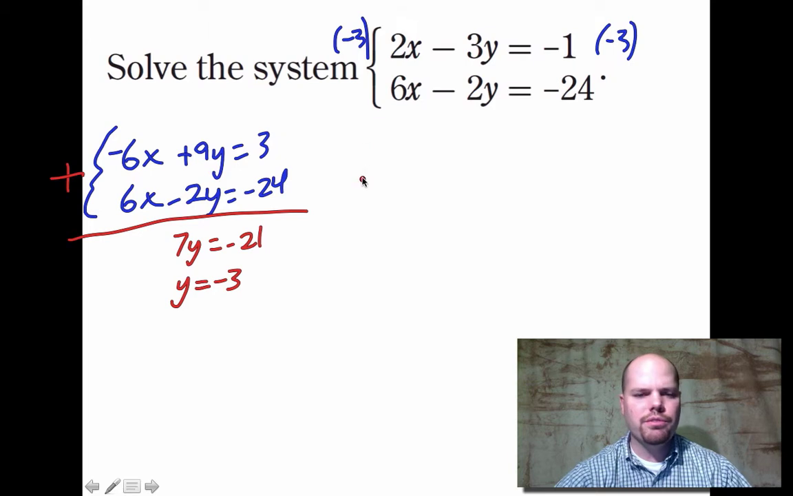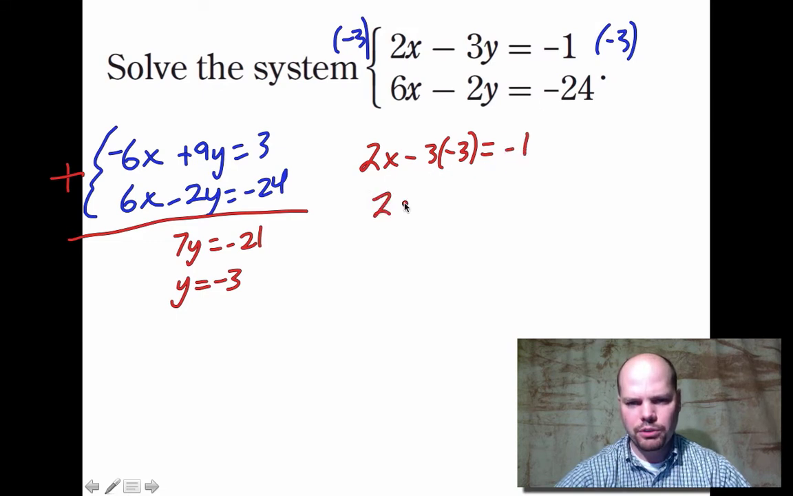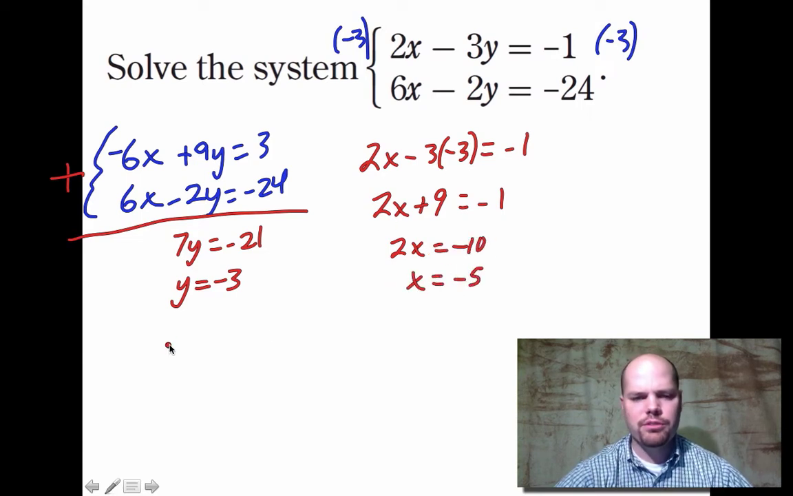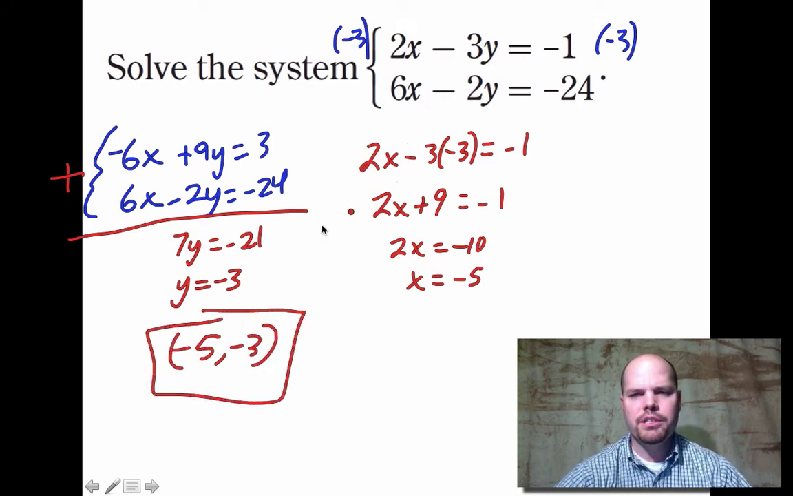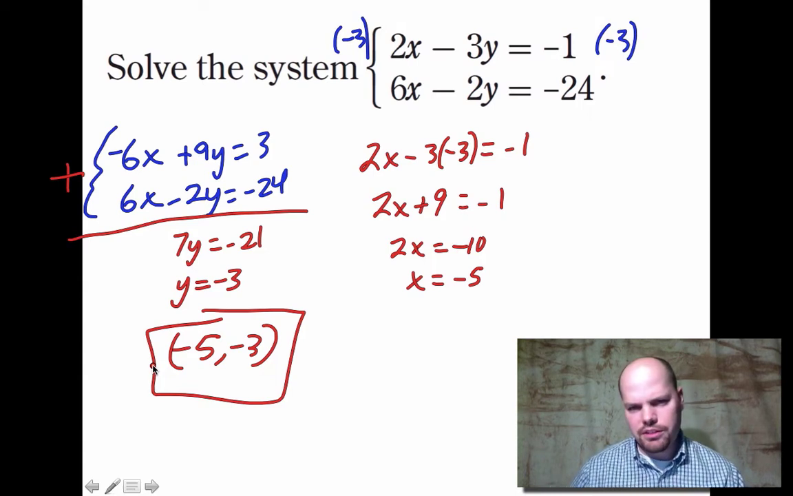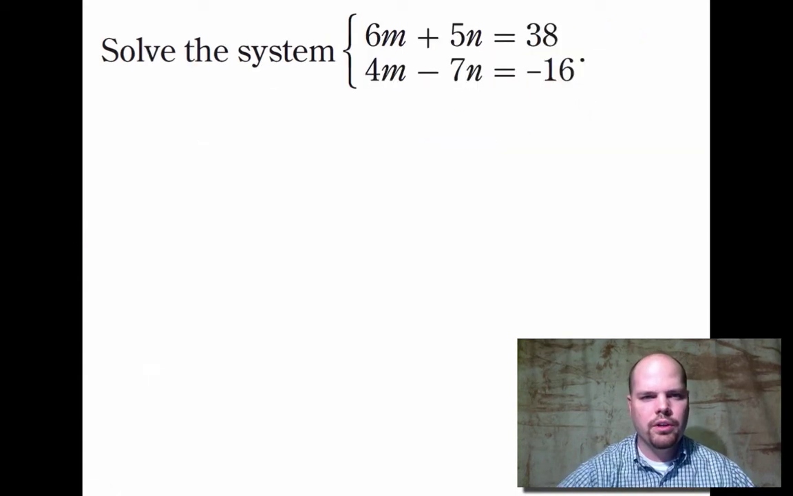I'd probably use the top equation to figure out what x is, so I'd say 2x minus 3 times -3 equals -1. 2x plus 9 equals -1. Subtract 9 from both sides, and you get 2x equals -10. Divide by 2, and x equals -5. So my solution is (-5, -3). And you can plug these back in and check to see if it works in this system, and it should.